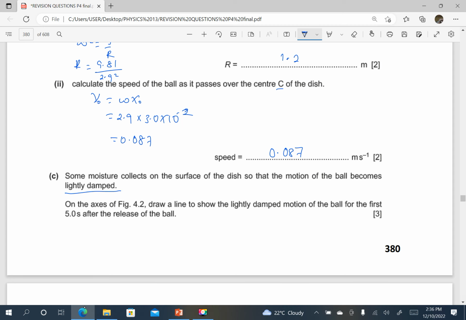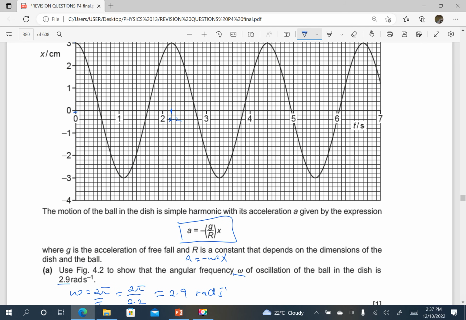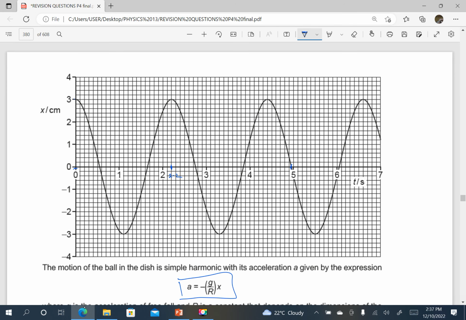Some moisture collects on the surface of the dish so that the motion of the ball becomes lightly damped. That means the amplitude of oscillation must decrease gradually. On the axis, draw a line to show the lightly damped motion of the ball for the first 5.0 seconds after the release of the ball. Now, don't always think that when they say draw a line, it is a straight line. Not at all. That's what confuses students every time. So it is lightly damped. There are oscillations, but the amplitude gradually reduces. So let's draw this for the first 5 seconds. It will stop here, because they want the first 5 seconds. We shall start with the same amplitude, but it gradually reduces.